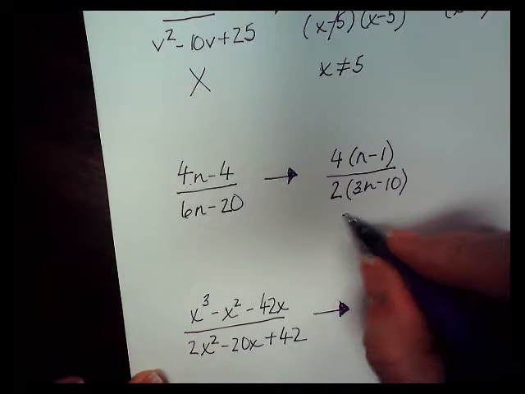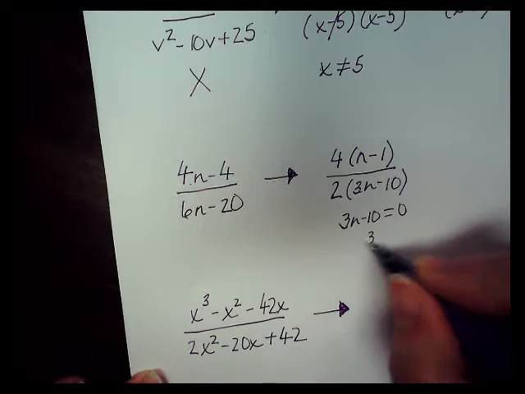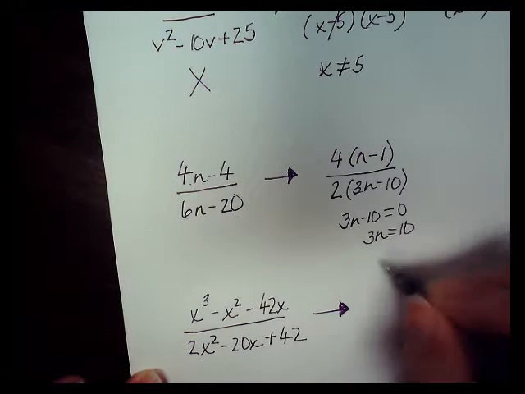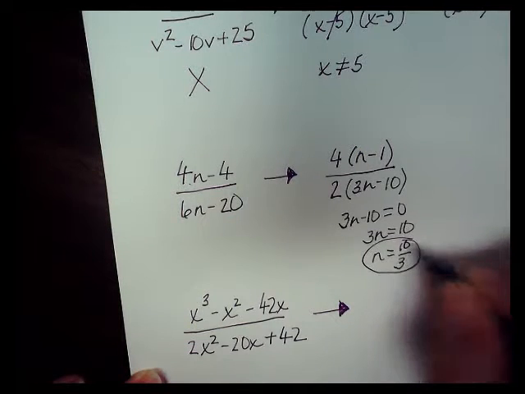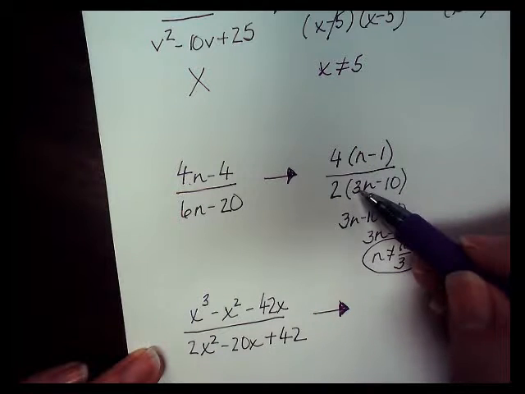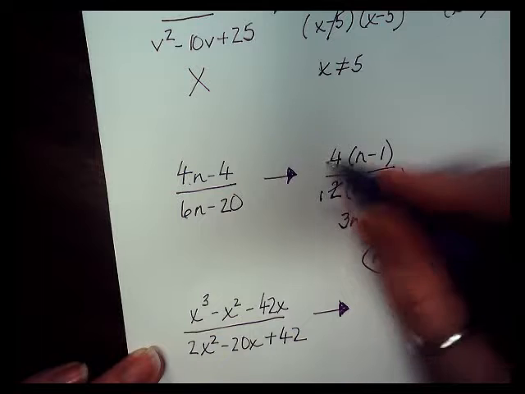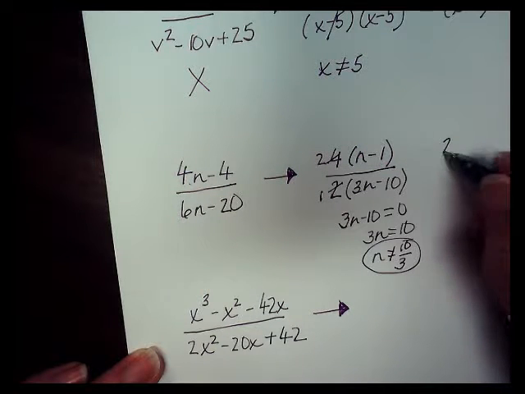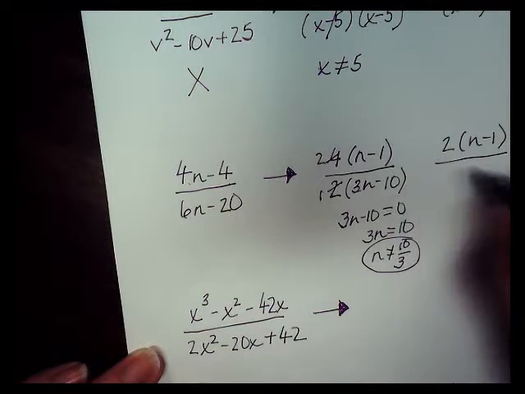Exclusions, if I take 3n minus 10 and set it equal to 0 and solve it, I get 3n equals 10. N equals 10/3. So my exclusion is 10/3 if it asks for it, so it can't equal that. And then, is there anything up here that's also down here? No, but numbers go with numbers, so I can reduce this by 1 and 2. So my answer is 2 times n minus 1 over 1 times 3n minus 10.